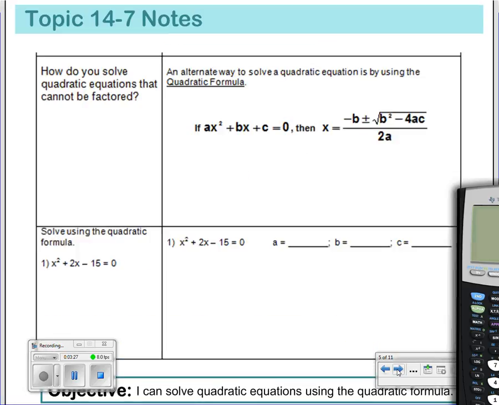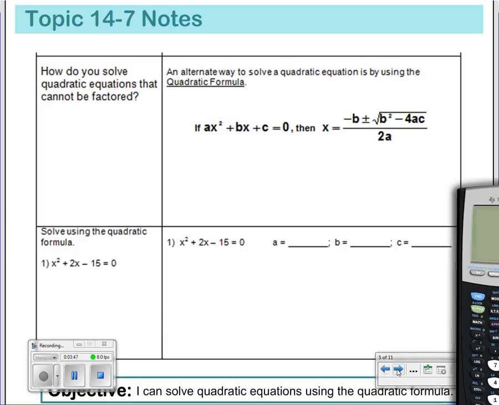Our notes today. We've been solving by factoring, but how would you solve a quadratic equation if it cannot be factored? There are some quadratic equations that just cannot factor, and so what would you do? The alternative way is to solve by using the quadratic formula.